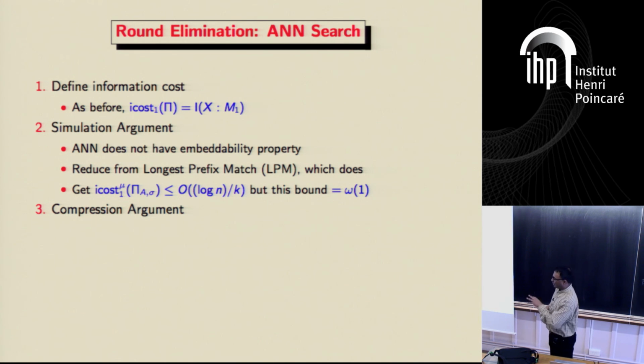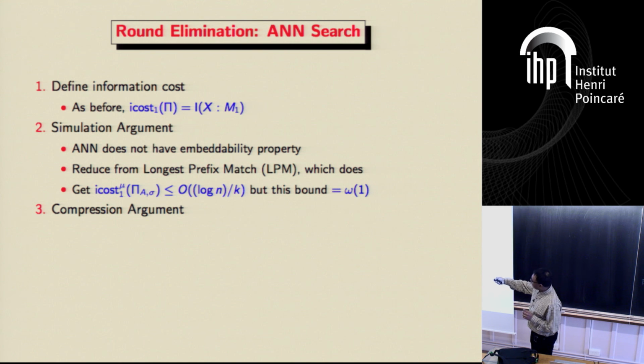Okay, so I won't explain how that's done, because that's nothing to do with communication complexity. But anyway, once you do that, you get something similar to what we were showing before. You can do the simulation argument, and you get a protocol whose information cost is something like log n over k. But the value of k that you can use in this argument, once you do the algebra, is omega 1, right?